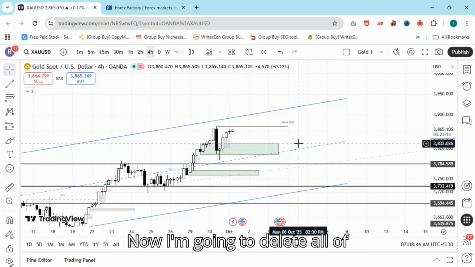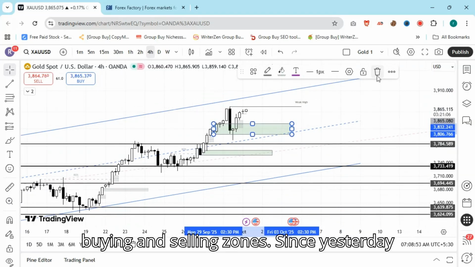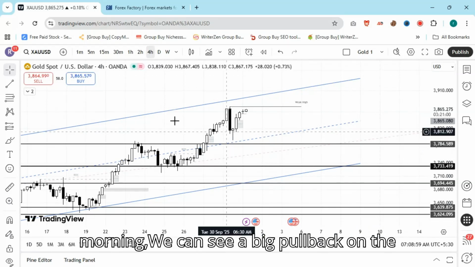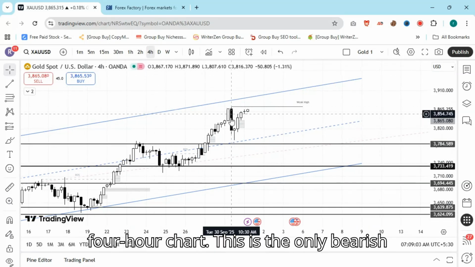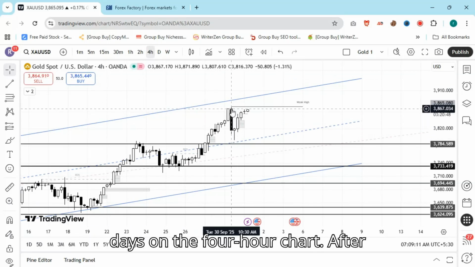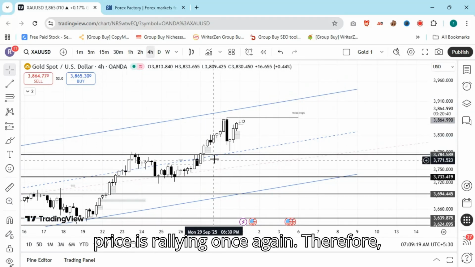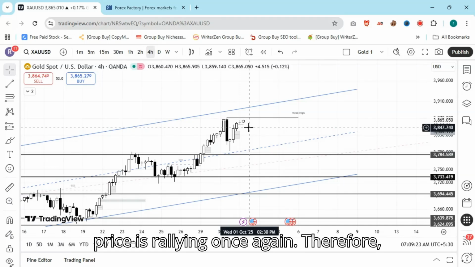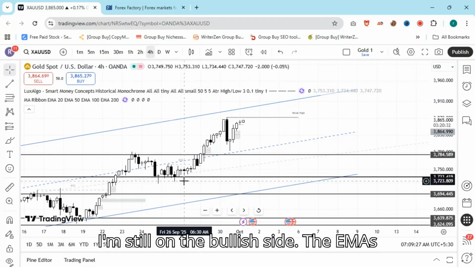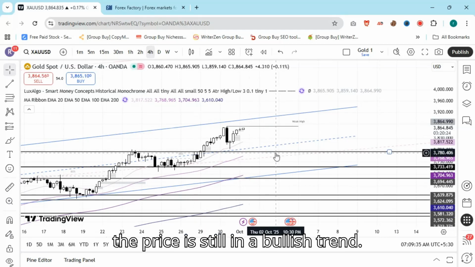Now I'm going to delete all of yesterday's zones and look to draw new buying and selling zones. Since yesterday morning, we can see a big pullback on the 4-hour chart. This is the only bearish candle we have seen in the last couple of days on the 4-hour chart. After creating that big wick, we can see the price is rallying once again. Therefore, I'm still on the bullish side. The EMAs are stacking beautifully, showing that the price is still in a bullish trend.